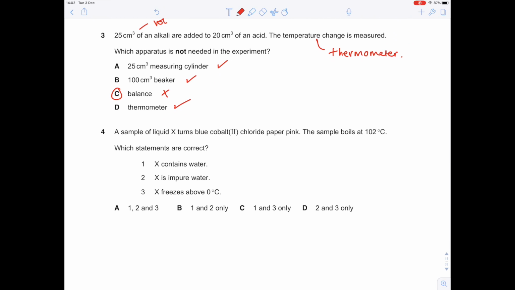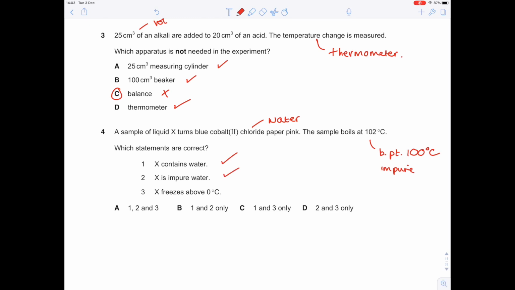A sample of liquid X turns blue cobalt chloride paper pink. The sample boils at 102 degrees Celsius. Which statements are correct? Okay, so we know it's water due to this chemical test, proving that it is. Now the boiling point of water when it's pure is 100 degrees Celsius exactly. So we know that we have an impure source of water. So yes, it does contain water due to the cobalt chloride paper turning pink. I've said that it's impure.